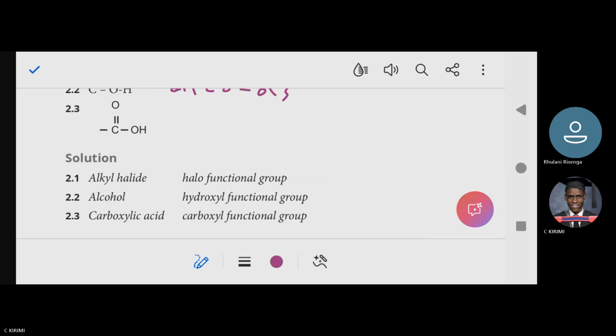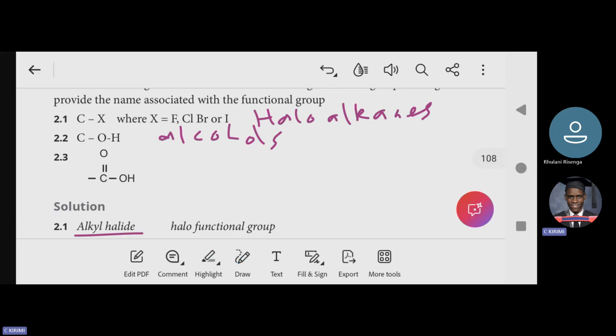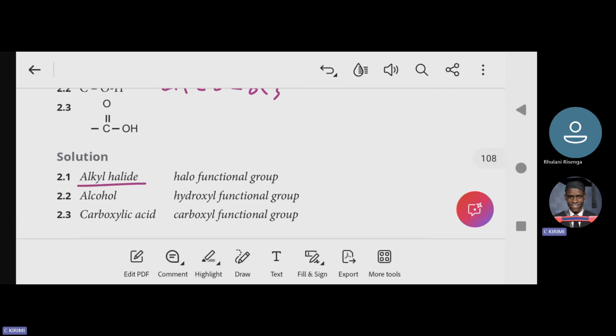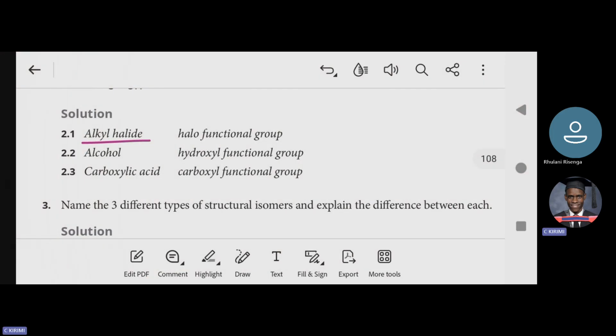So you are correct. They can call them haloalkanes or alkyl halides, the halide functional group, since you are putting group 7 elements, which is also correct. It's another way of writing it. The other one is the hydroxyl functional group, and the carboxyl functional group, which is a carboxylic acid, which is correct. Next: name 3 types of structural isomers and explain the difference in each. So for structural isomers, what do you look at?